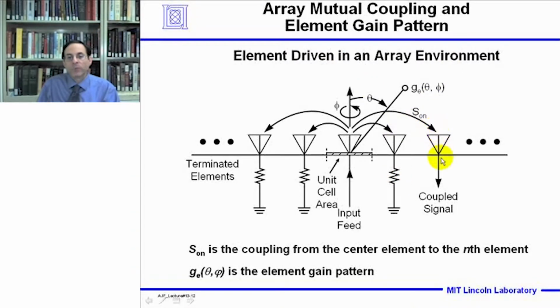We can measure the coupled signal into one of the elements, and that would be referred to as S0n, where 0 refers to the reference element, and n is the nth element where the coupled signal is measured, for example. We also want to determine the element gain pattern in the presence of the surrounding neighbors, and that's G sub E as a function of theta and phi. So in summary, S0n is the coupling from the center element to the nth element of the array, and G sub E of theta phi is the element gain pattern typically for the center element of the array. And this topic was discussed in detail in Lecture 8.